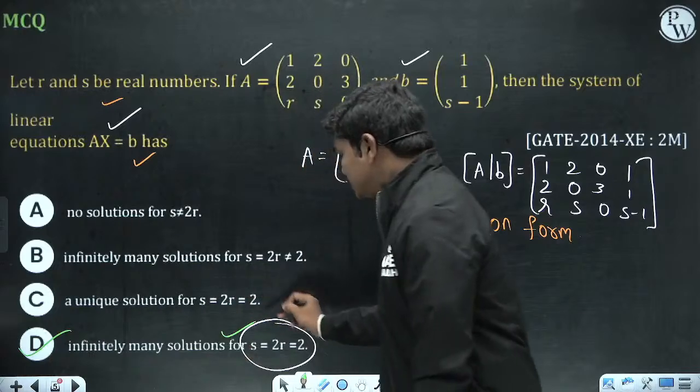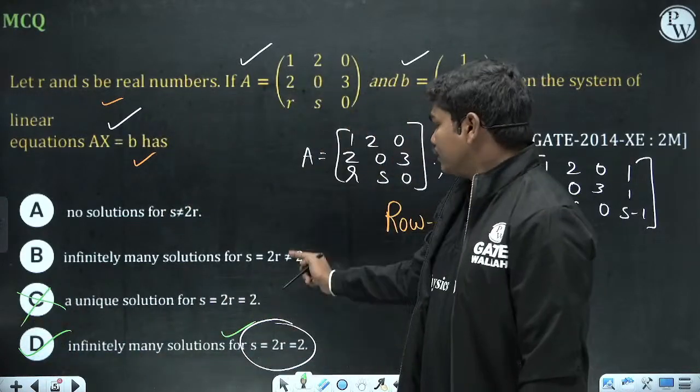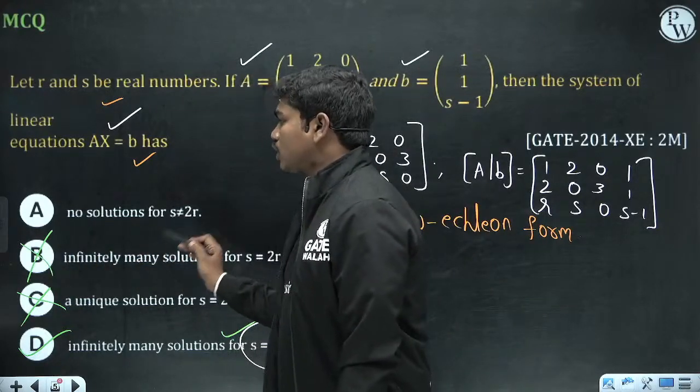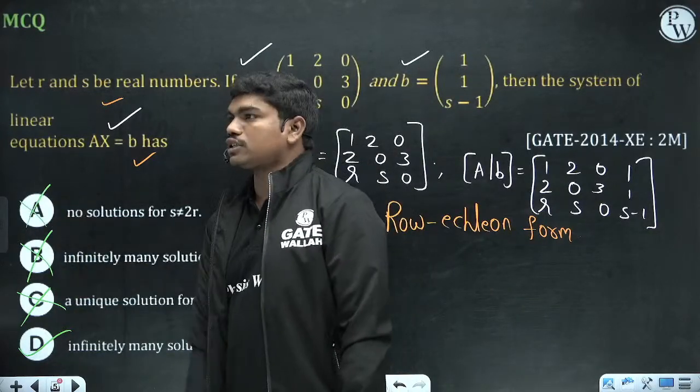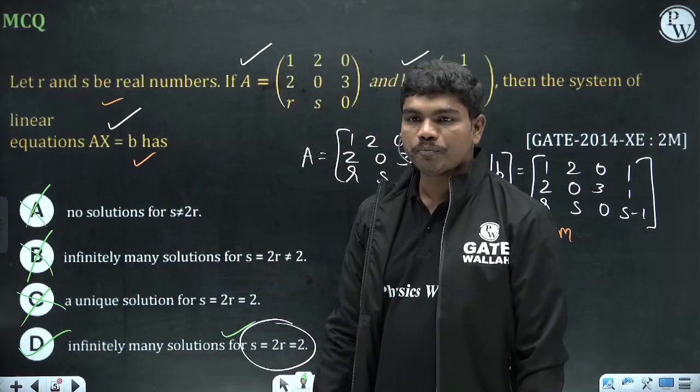So when s is equal to 2, r is equal to 2, it doesn't have a unique solution, it has infinitely many solutions. Whenever this is equal to 2, then only it has infinitely many solutions, and no solutions if not equal to 2r. In this case this is also a wrong option, correct? So option D is actually the correct answer in this case.